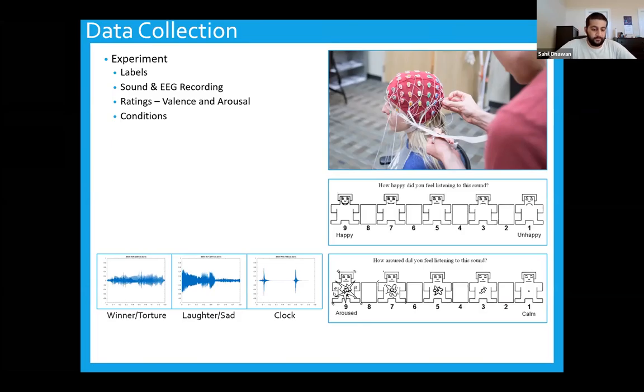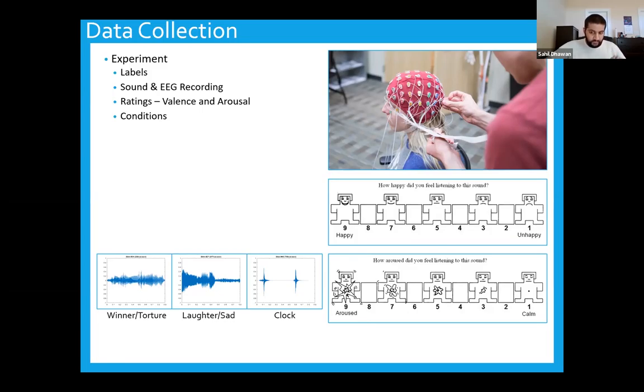data. Our experiment consisted of having a label appear, then a sound plays, and the EEG records while the subject listens to that sound. After that sound plays, we have them rate based on arousal and based on valence. The sounds were chosen from the International Affective Digitized Sounds database, or IADS. There were 23 of those sounds edited down to between 800 and 1000 milliseconds to create ambiguity. Then we combined labels from the Affective Norms for English Words database, or ANEW, to give those sounds either a positive or a negative label. And then we had a separate group of sounds for neutral labels.